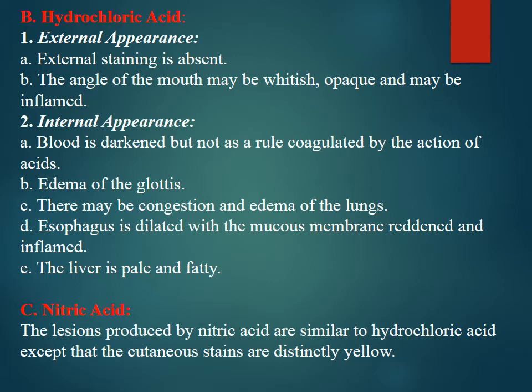Internal appearance: blood is darkened but not as a rule coagulated by the action of acids. Edema of the glottis is present. There may be congestion and edema of the lungs. The esophagus is dilated with mucous membrane reddened and inflamed. The liver is pale and fatty. Next is nitric acid. The lesions produced by nitric acid are similar to hydrochloric acid, except that the cutaneous stains are distinctly colored.